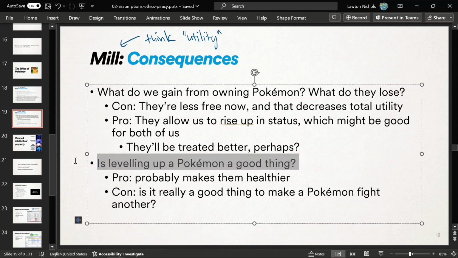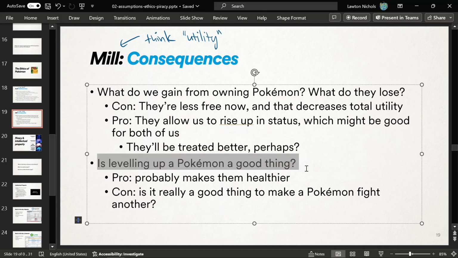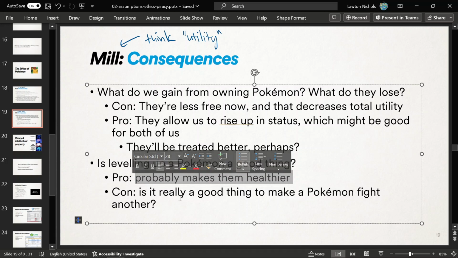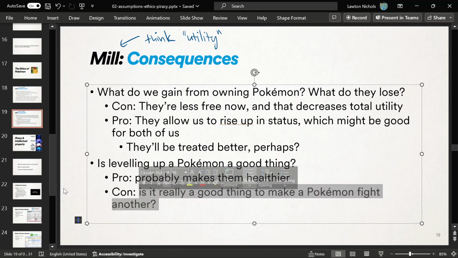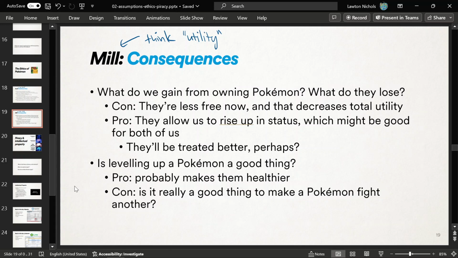Okay. Another ethical question is like, should we be forcing Pokemon to fight each other because that's how they level up? All right. So again, a utilitarian would make a pro-con list. A pro would probably be that leveling up a Pokemon makes them healthier. Like they're working out at the gym technically, or literally. And then a con of that would be like, should we really be forcing Pokemon? It's not good to be forcing them to fight each other. Maybe that's not good for anybody. That's a problem. That's stressful for them potentially. So again, it's a weighing that you have to do, and there's no right answer. Just like you're using these ideas to formulate your own idea. Does that make sense?